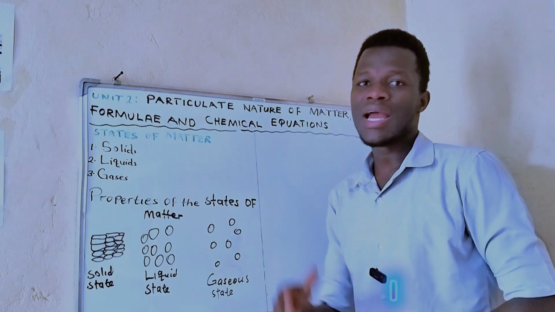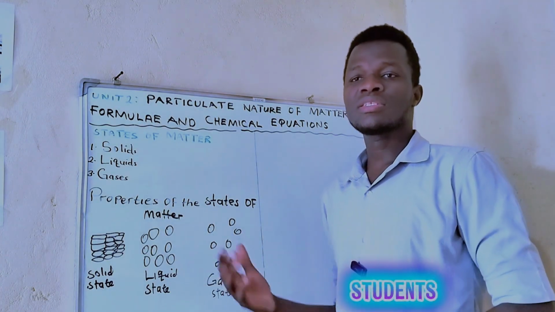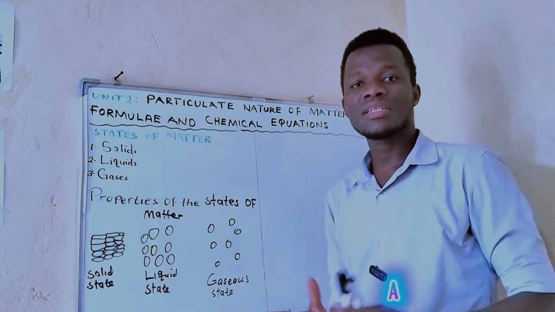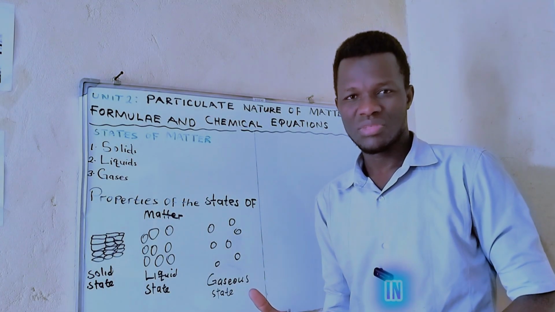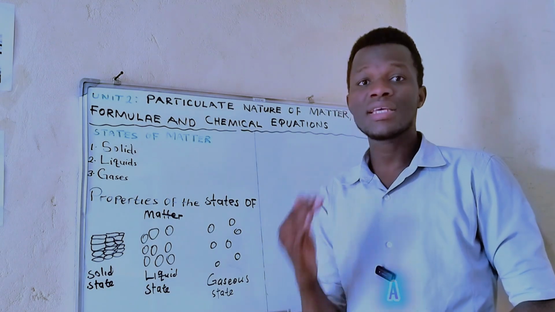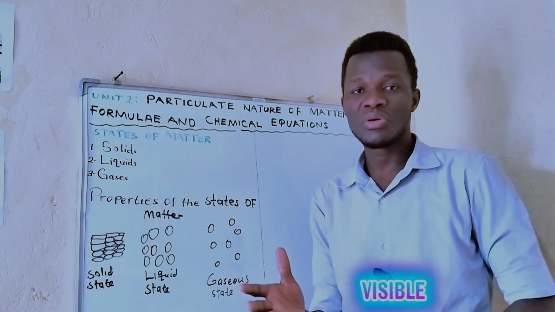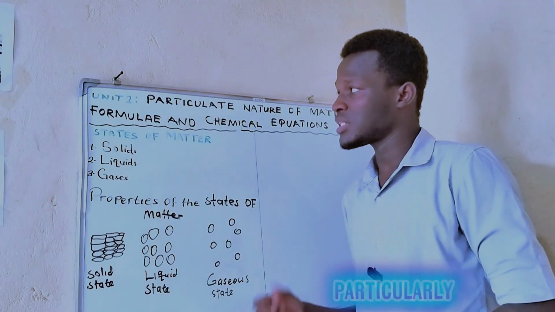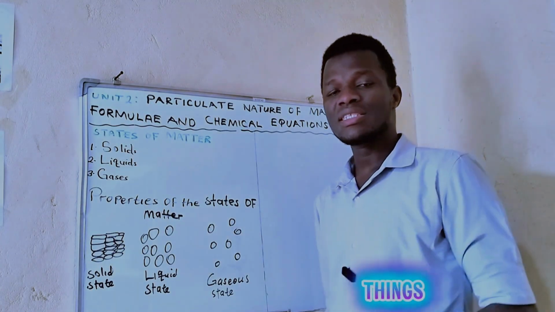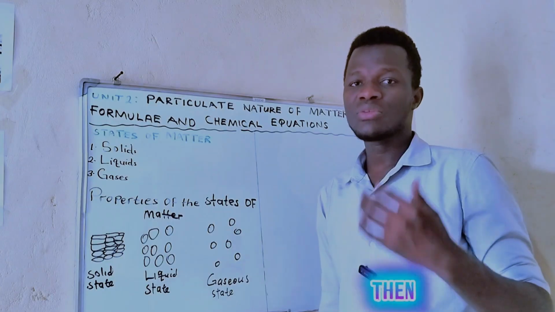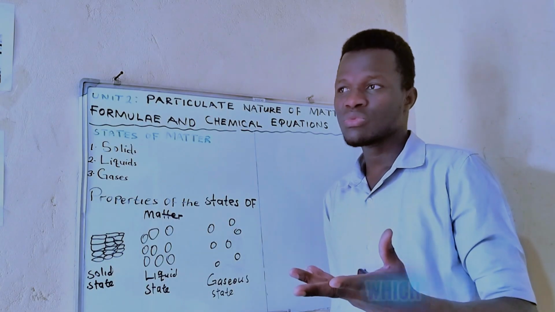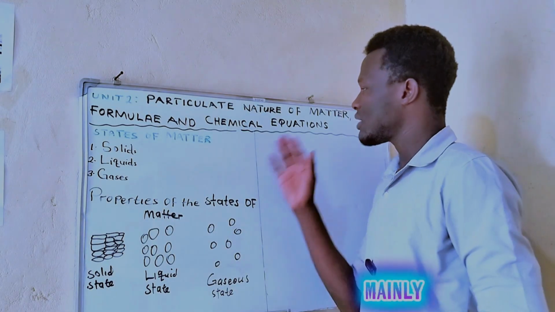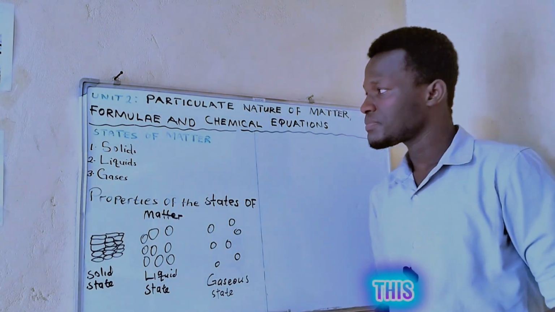As a matter of fact, I tell students matter is just like anything that has a name, more like a noun in English. Anything that has a name, it can be something visible or something invisible. But in chemistry particularly, we'll be looking at things that are visible. Then to some extent we'll be looking at gases which are invisible to us to some extent. But this is mainly what we'll be addressing in this.